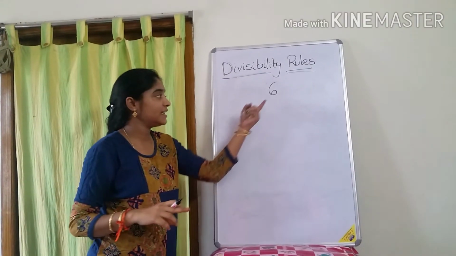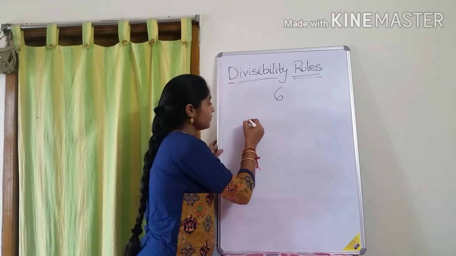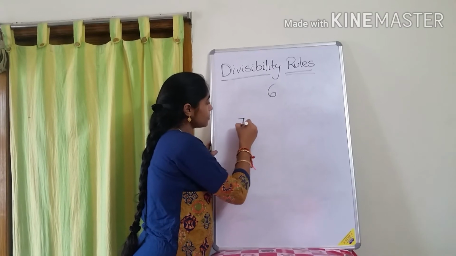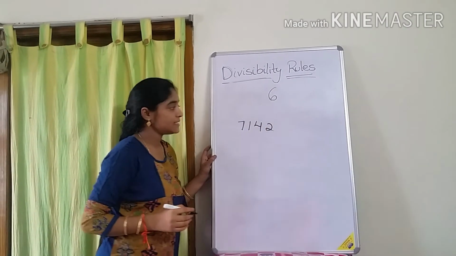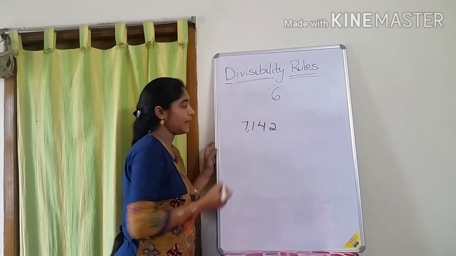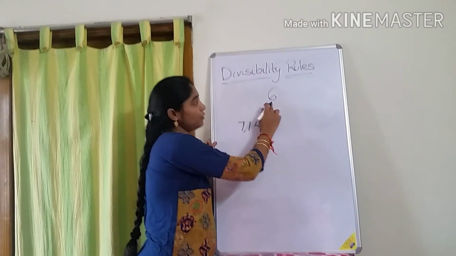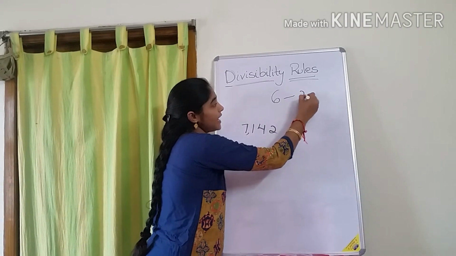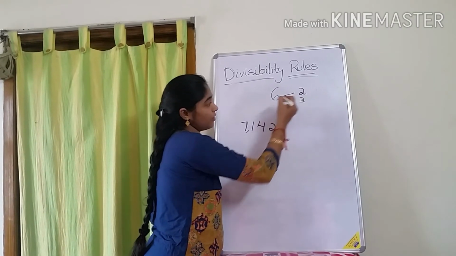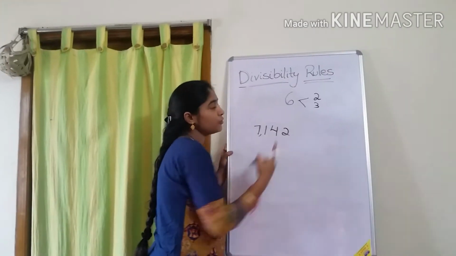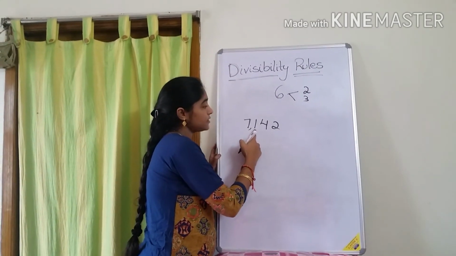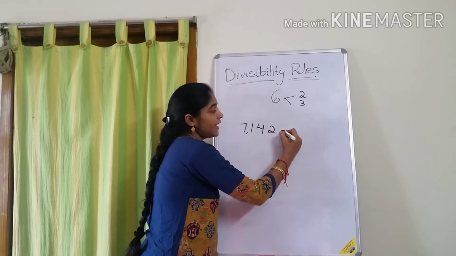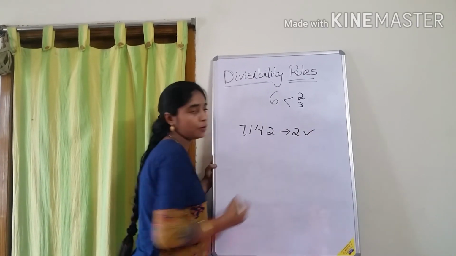For example, for the divisibility rule of 6. Clear? See, 7142, a number is given. What is the divisibility rule of 6? It should be divisible by 2 as well as 3, or not. What is the divisibility rule of 2? All even numbers are divisible by 2, or not. 7142 is an even number. So it is divisible by 2.